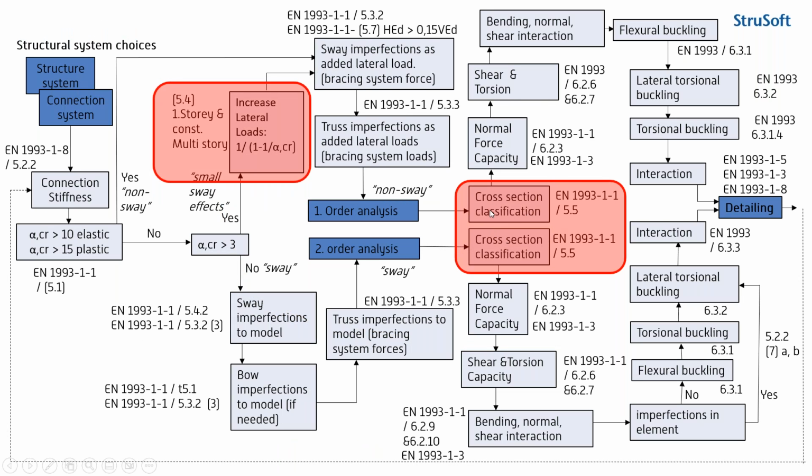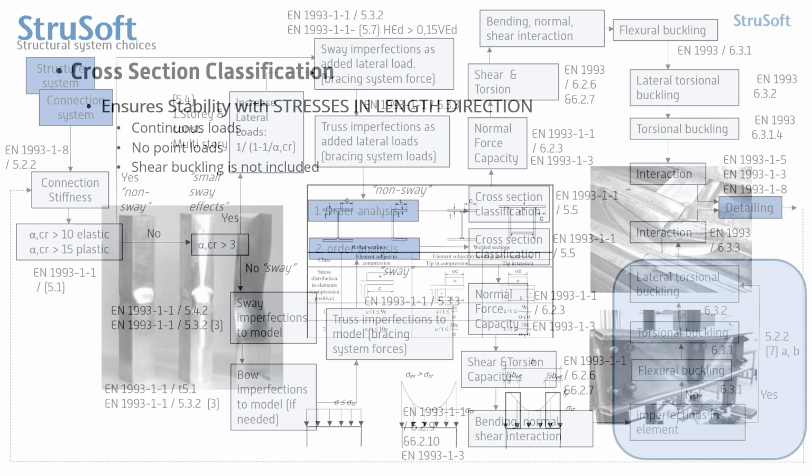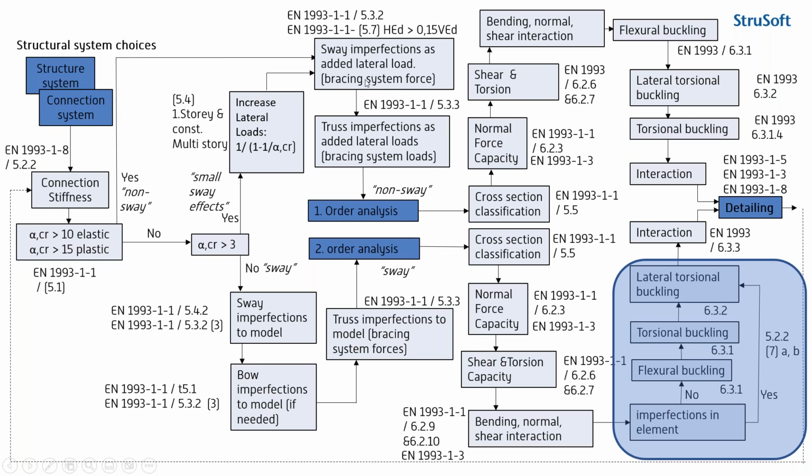Then we have a cross-section classification here. I just briefly go through this. It's good to understand that cross-section classification is not about the total stability, but it will only tell you the stability in the lengthwise direction of the element. So if you have thick, height-wise stresses in your beams, they still can cause local instability. And also the shear buckling is not taken into account in the cross-section classification. But this is a bit out of the scope of this presentation. Then we go back to the beginning.